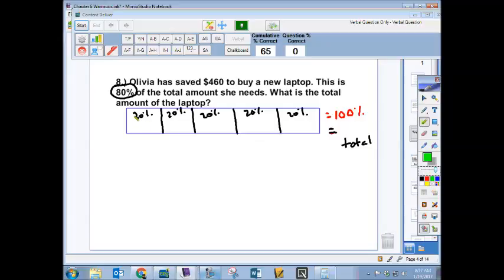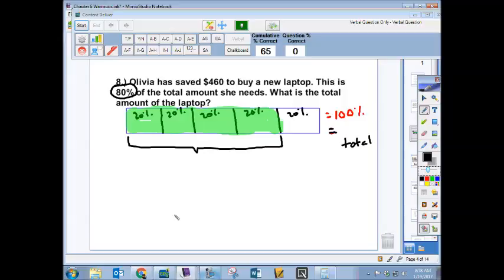Now, one thing that I said I like to do, and I'll do it again here, is you can always highlight this. If you have a highlighter on the test tomorrow, you can use this highlighter. I mean, I don't care. You can use a highlighter and kind of highlight that. Or, like I said, you can do a bracket. I don't really care. I just like to put labels on. Now, what is the 80%? Let me read it again here. Olivia has saved $460 to buy a new laptop. This is 80% of the amount that she needs. What is the total amount of the laptop? So this part that I've highlighted, what is that representing label-wise? Not number, labels.